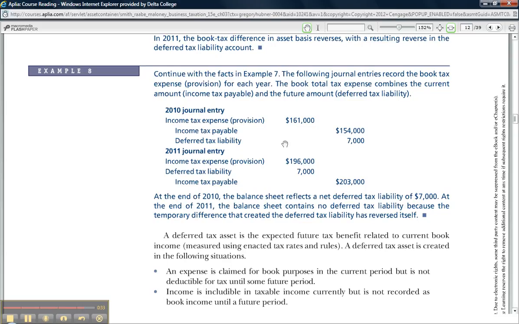And then here in 2011 we see a reversal of the situation. Here's your income tax expense. There's your payable for what you expect to pay this year, and you're reducing your deferred tax liability because when you thought you were going to owe more in the future back here, you are actually paying more in the current year in 11, so you reduce your deferred liability. You don't have that deferred liability anymore.